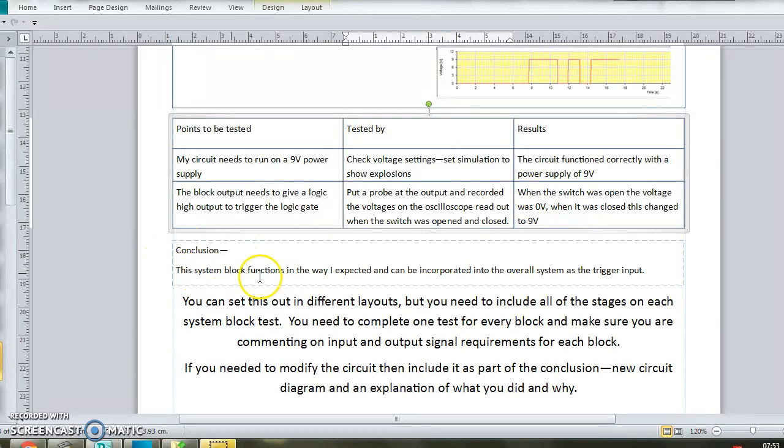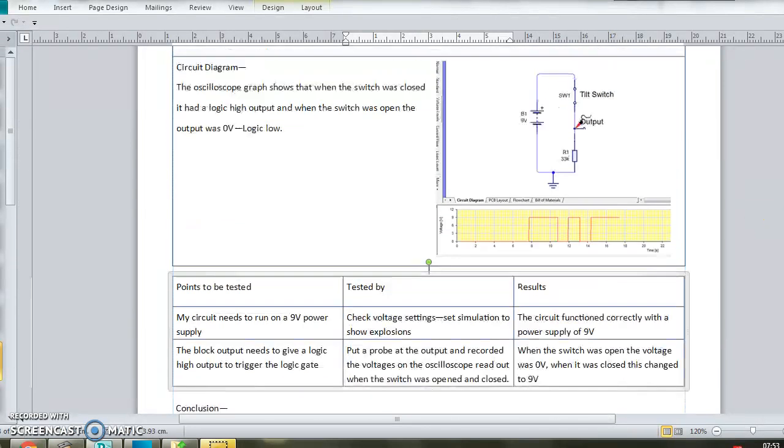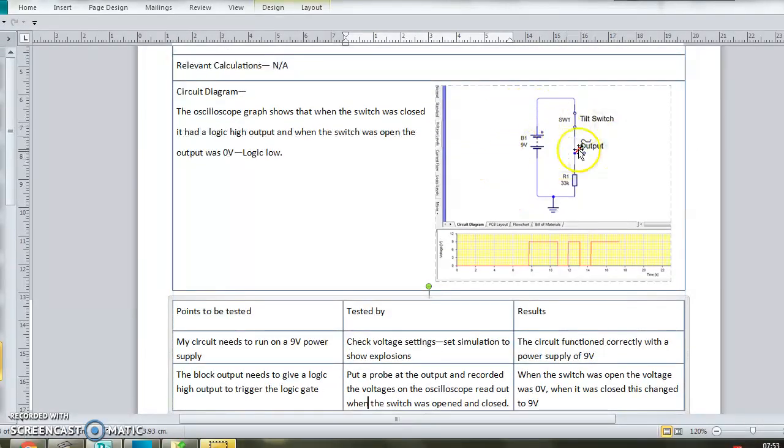Conclusion: this one's fairly simple. Yes, it does what I needed to. It can be used in the system as the trigger input. The important bit to remember when you're doing these is to think, right, this bit needs a logic high to go to the next bit. It's expecting the input of the next bit to be a logic high.